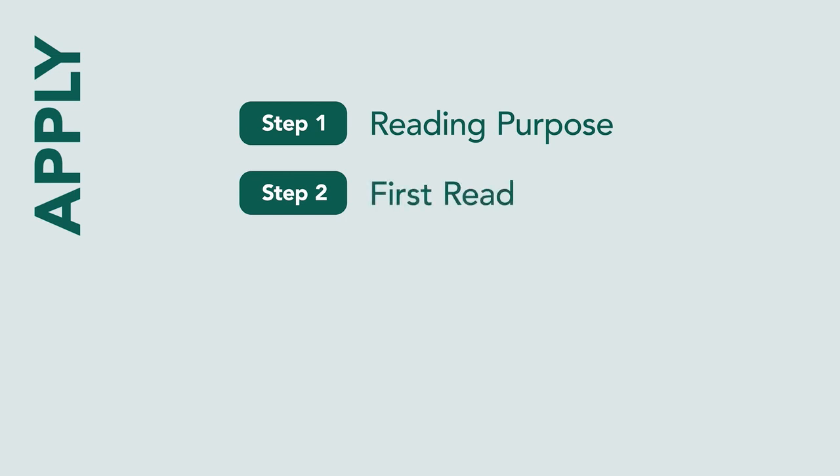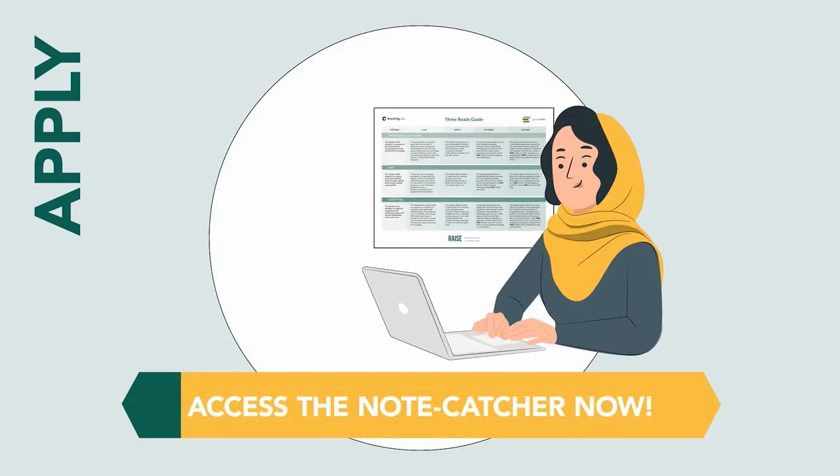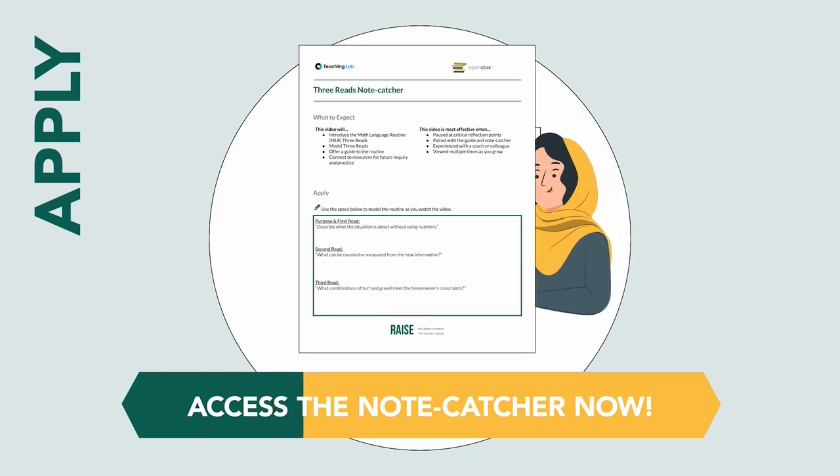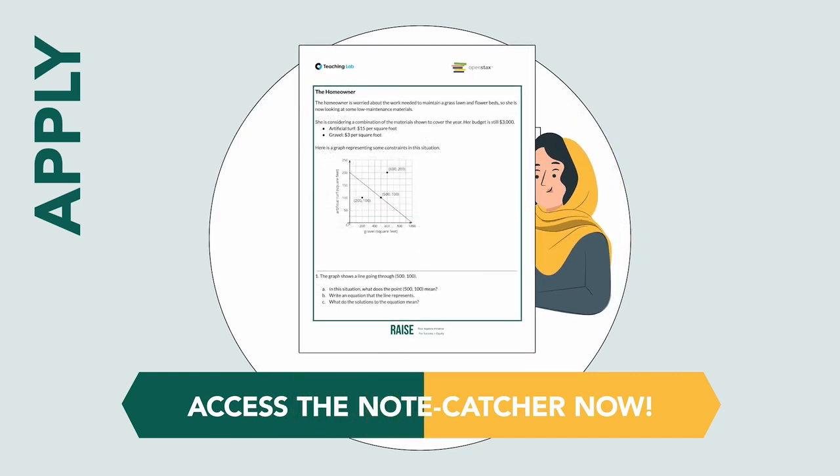The teacher will model 2 steps. First, starting with leading students to understand the reading purpose, why the 3 reads routine is helpful, and how to engage in it. Then, the teacher will read the task to the students and have a question for them to discuss about what was read. This is the first read of 3 reads. To make the most of this model, access the video's note catcher now and write your thoughts as if you were a student.